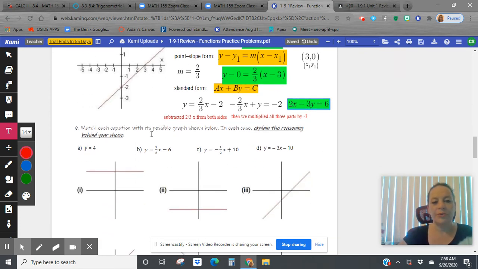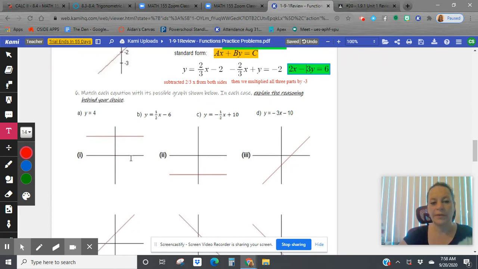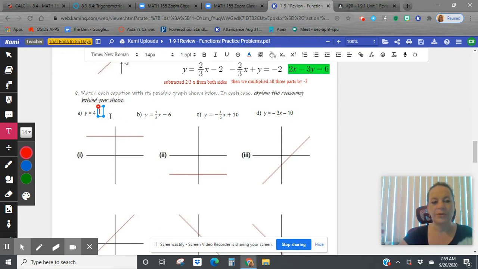All right, match each equation with its possible graph shown below. In each case, explain the reasoning behind your choice. So let's take a quick peek. Here we have a horizontal line. Here we have a horizontal line. Look at your choices of what might be just the graph of a horizontal line. So I look up here, and this is a graph of a horizontal line.